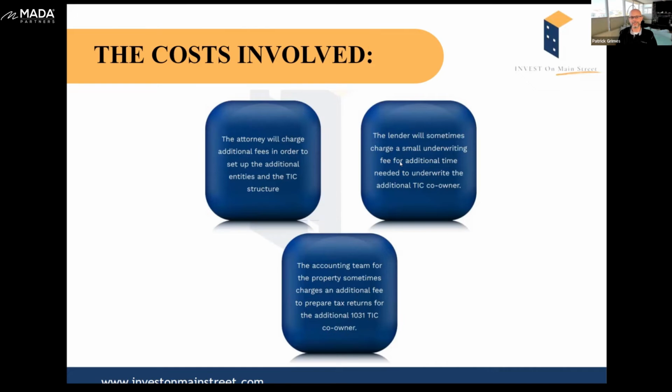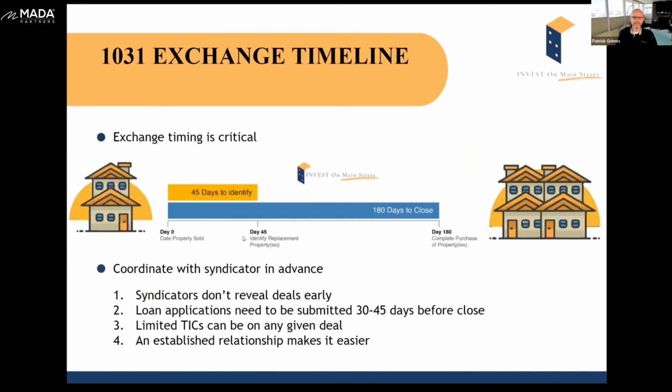A partner of mine had one QI wait until a couple hours before the deadline to wire the funds. The funds came in 2 hours before close on the day of close. Lenders will sometimes charge small underwriting fees. Accountants, we have to do the constant accounting. Timing is critical. This is all the 1031. From the time you sell your property, you have 45 days to identify up to 3 properties, and then from day 0 you have a total of 180 days to complete the transaction.